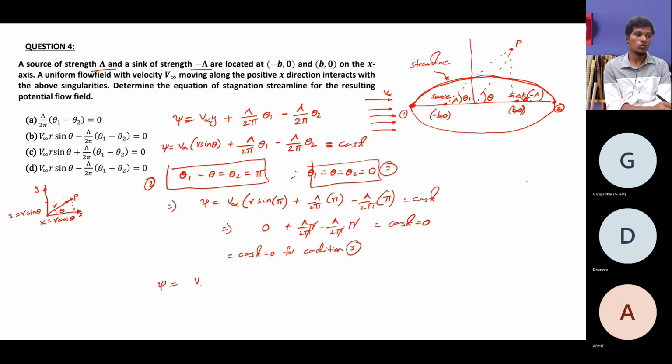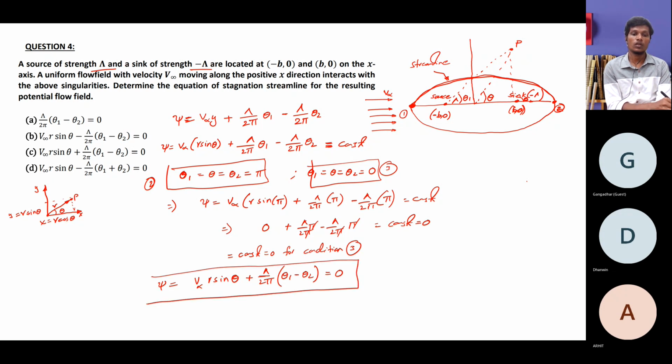That is psi equals v infinity r sine theta plus lambda by 2 pi, theta 1 minus theta 2. I took lambda as a common constant since the source and sink flow have the same strength. This is my required function for the streamline that is passing through the stagnation points. I hope it is clear for you.